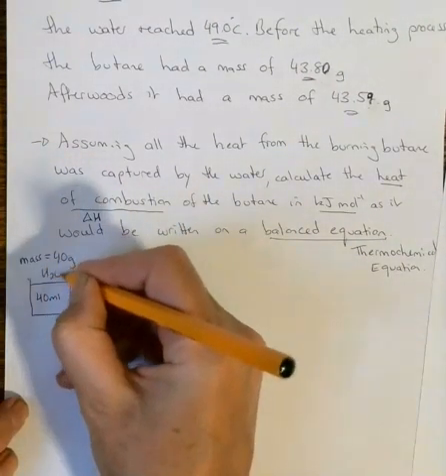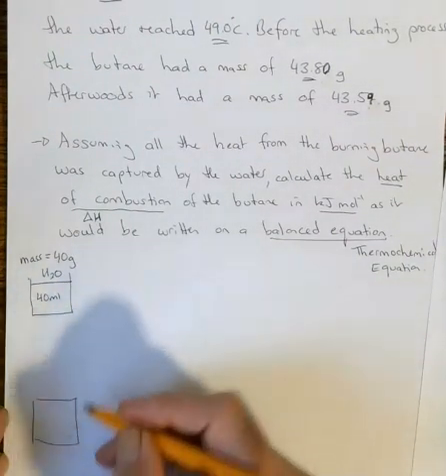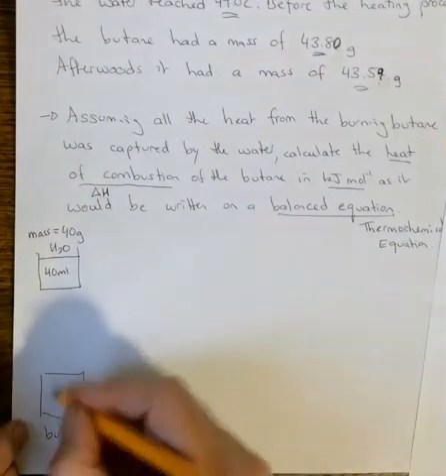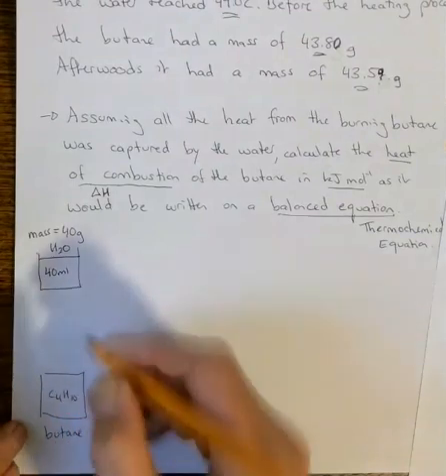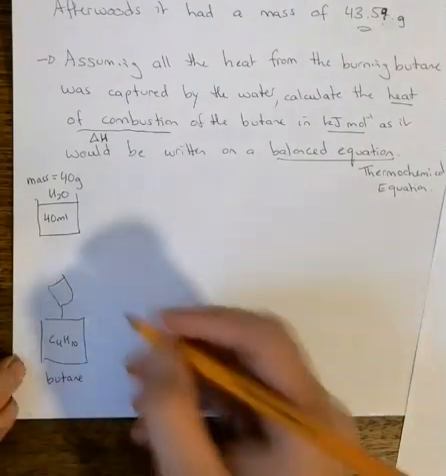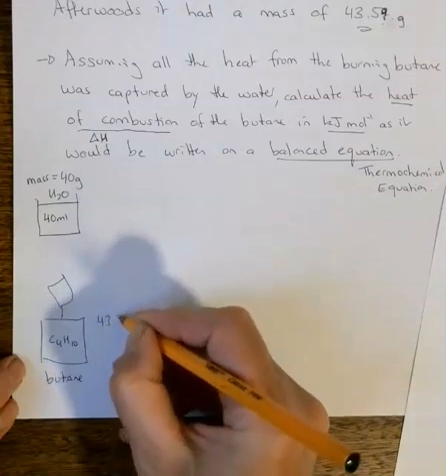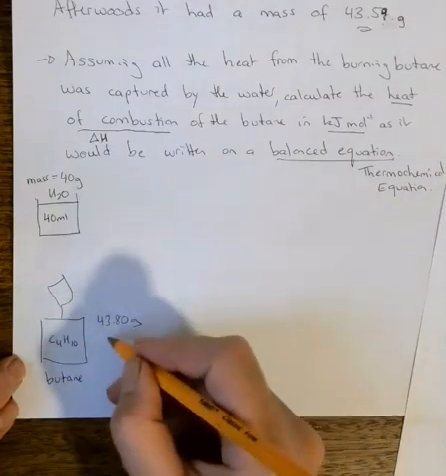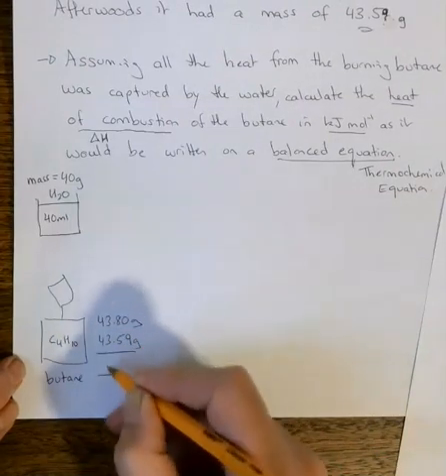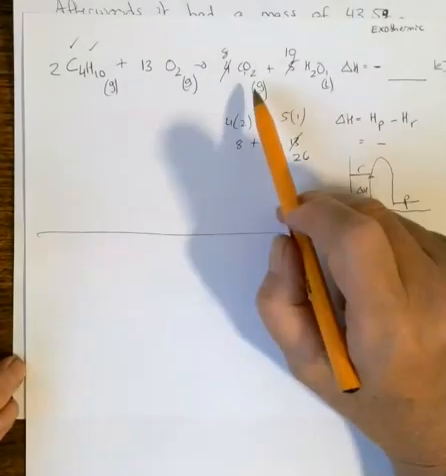So this is the water. And we have butane in a stove, so butane, C4H10, and we have lit a flame. So we started with an initial mass of our butane, and we started with 43.80 grams, and then it went down to 43.59 grams. So we have used up and turned into a gas.